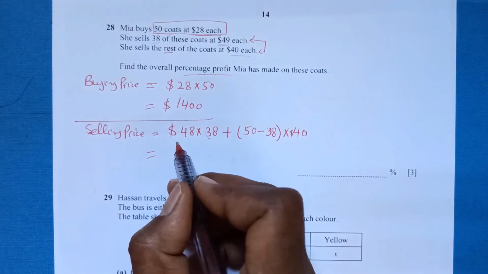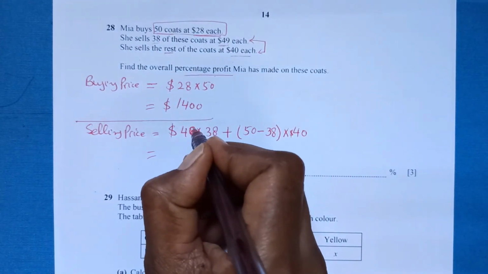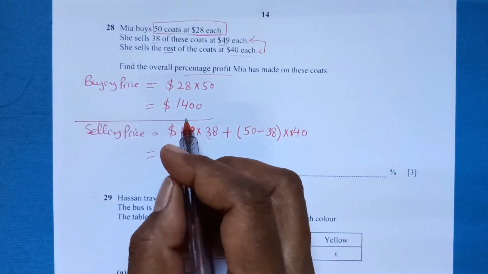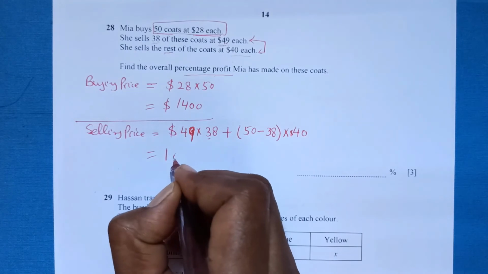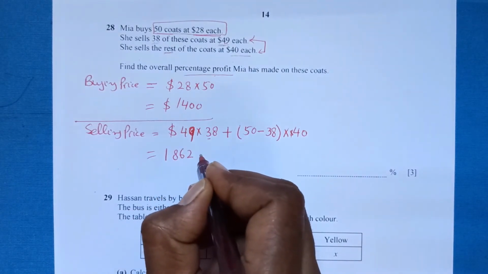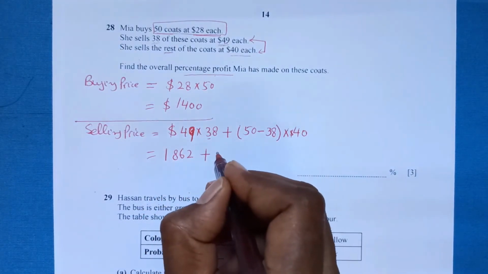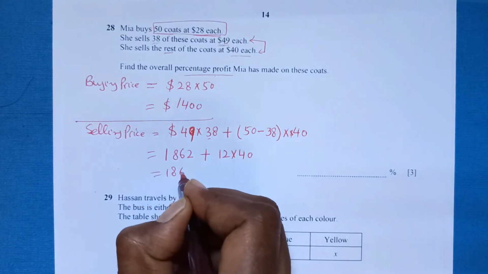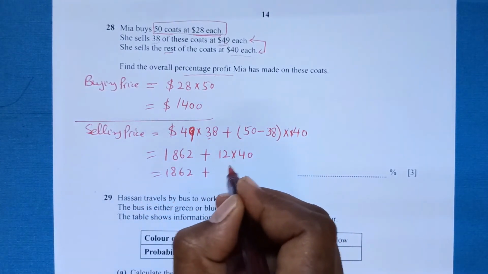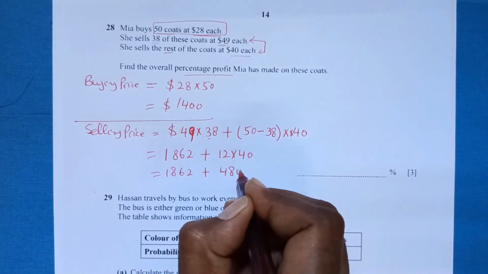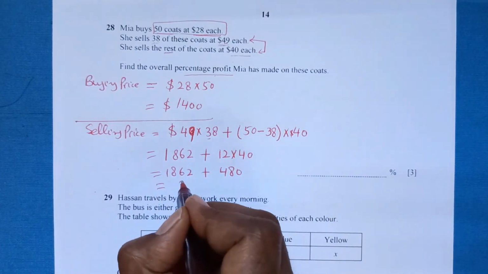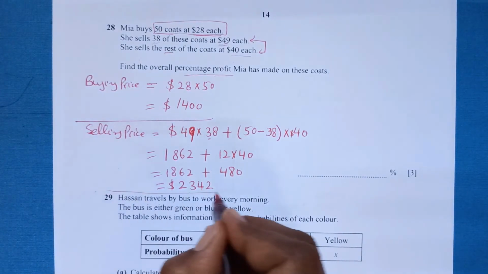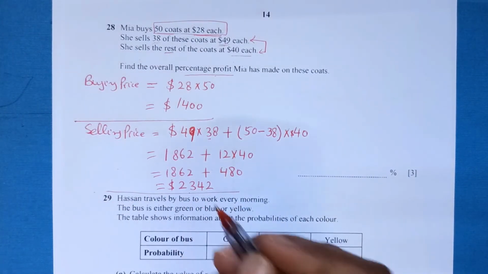sorry, this is 49, yeah. So 49 times 38, we are given 49. So this is 1,862 plus this is 12 times 40. So 1,862 plus 12 times 40 is 480. So when you add them together, this is $2,342. So this is the selling price of all the coats.